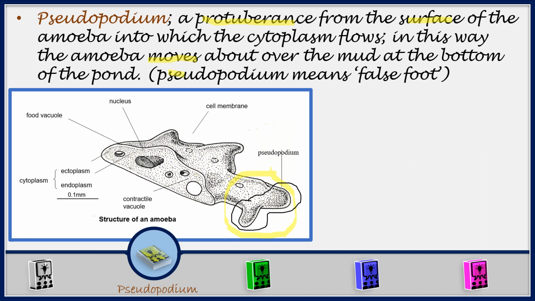So pseudopodia means a false foot. It uses this protrusion as a means of movement. When it is moving around, it will use this protrusion, and the cytoplasm will enter into it. And when the cytoplasm enters that protrusion, it means all the behind part is going to be moving in the front direction. So that one becomes like a foot.